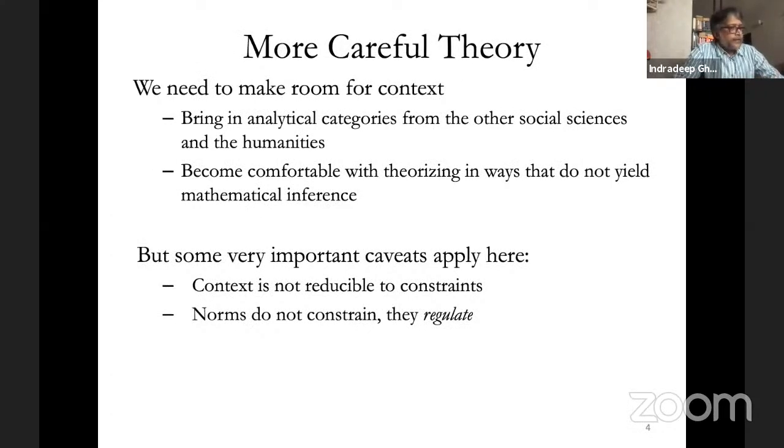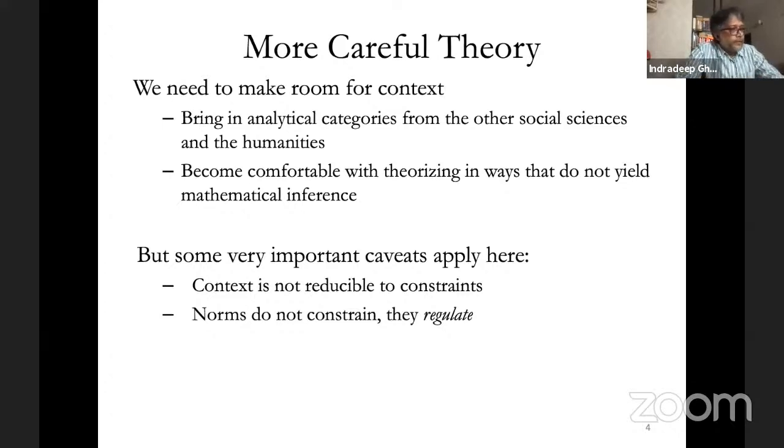Now, this does not mean that we stop theorizing. In fact, it just means that in our theorizing, we begin to exercise more care and we make room for context. And this means that we should feel free to bring in analytical categories from the other social sciences and the humanities. And we should become comfortable with theorizing in ways that do not involve mathematical inference. Sometimes this is spoken of as qualitative research, but I prefer this framing because we are preserving here the importance of inference as an integral aspect of research and doing theory.